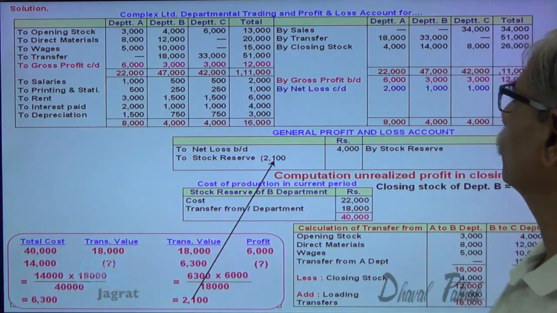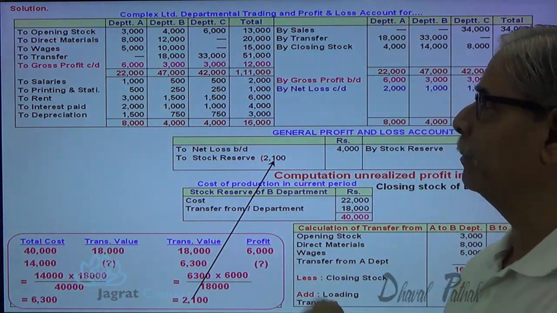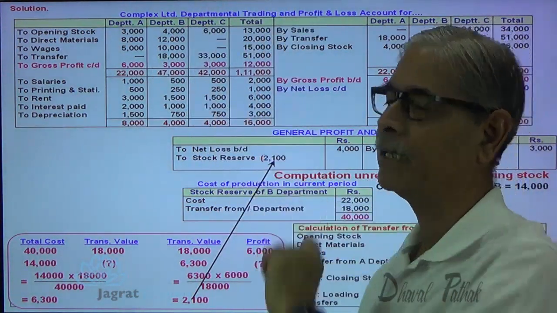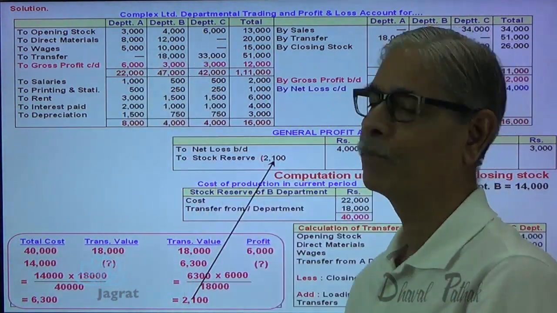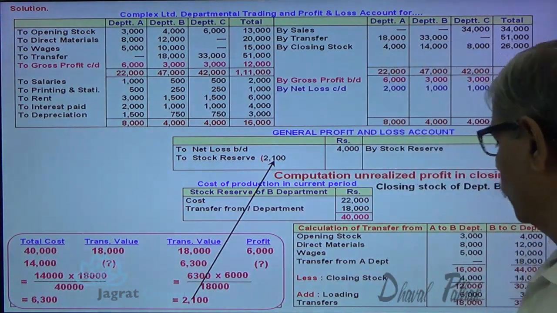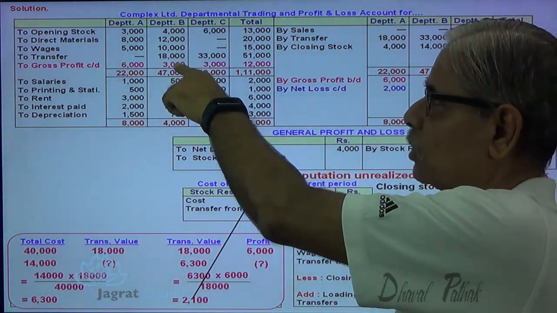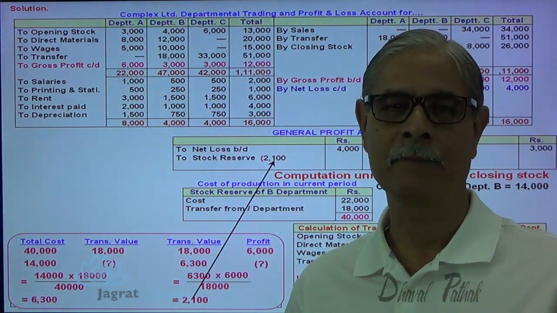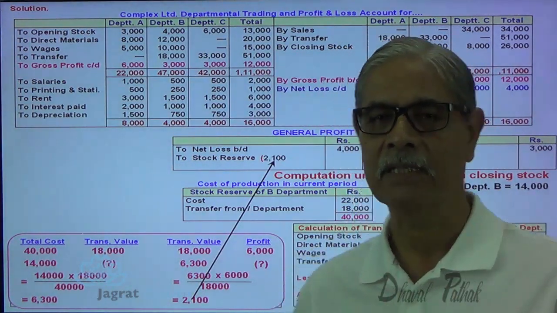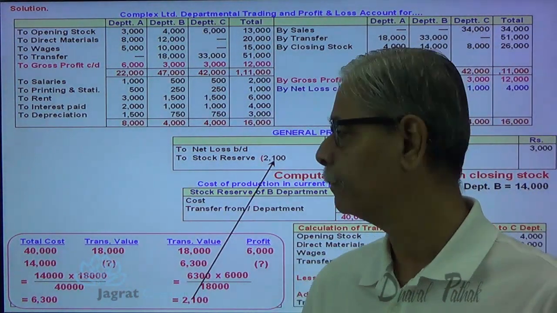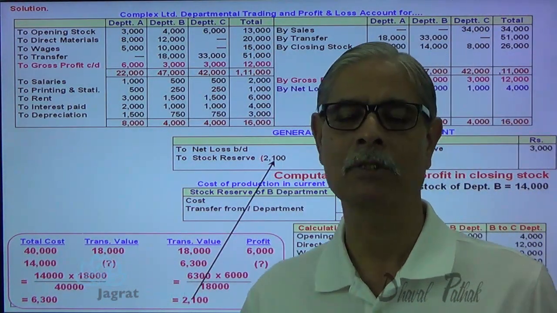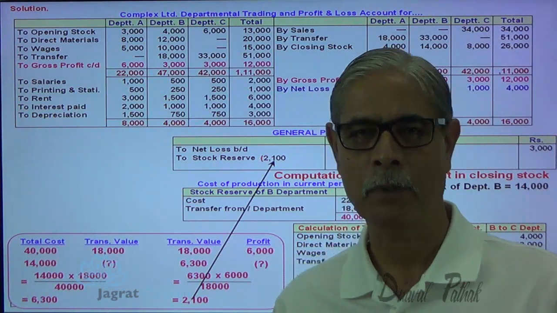The other way to find out: this 14,000 is a stock element, 12 plus 10 plus 18, 40,000. In this 40,000, the profit element is 6,000. So in 40,000, profit element 6,000. How much for 14,000? You will get the same value of 2,100. But this is the style that I recommend for the purpose of finding out the unrealized profit.